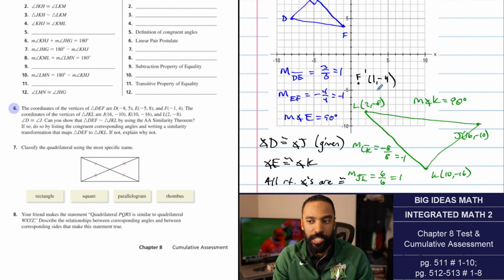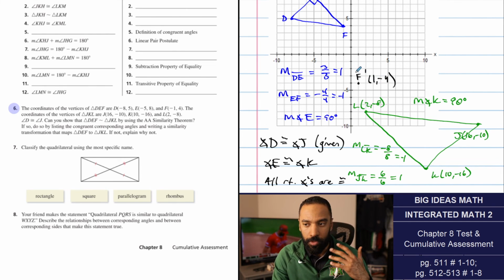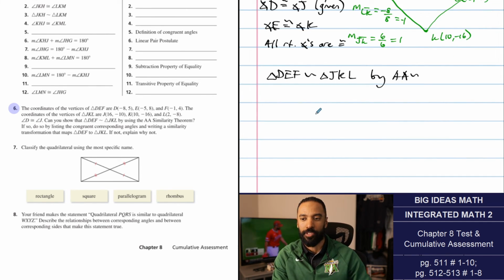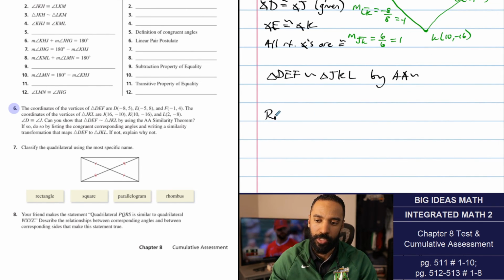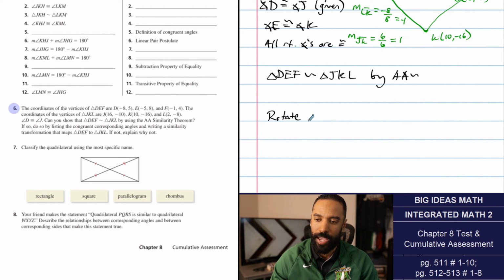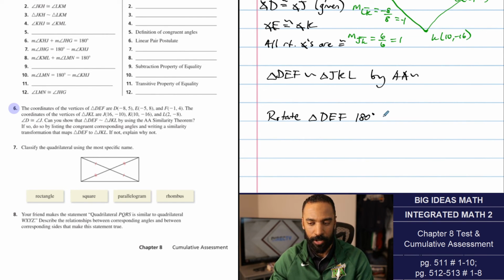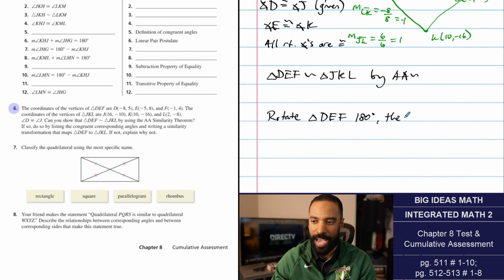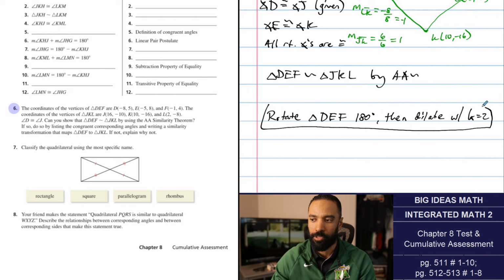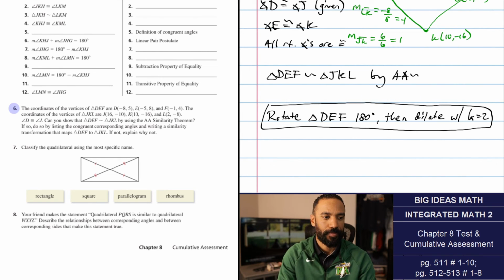And it looks like everything has to double. So, you double all that stuff, and that's going to happen. So my transformations are rotate triangle DEF 180 degrees. And it doesn't matter which direction, by the way. 180 degrees clockwise, counterclockwise is the same thing. Then dilate by a scale factor of 2. So I'm going to say with k equals 2. That is how that can work out to enlarge to that amount.